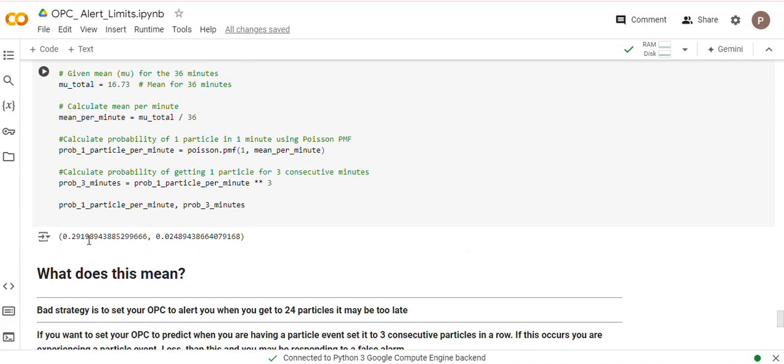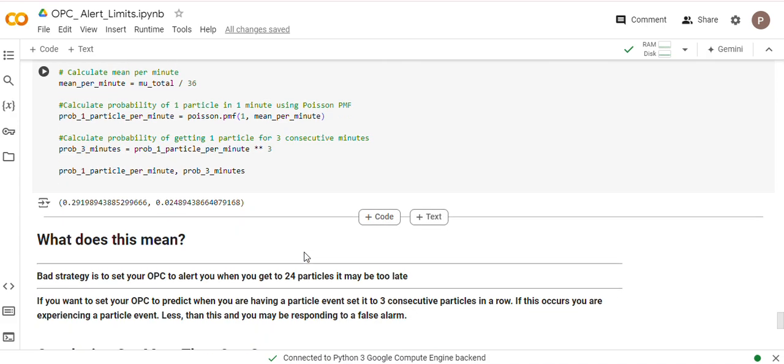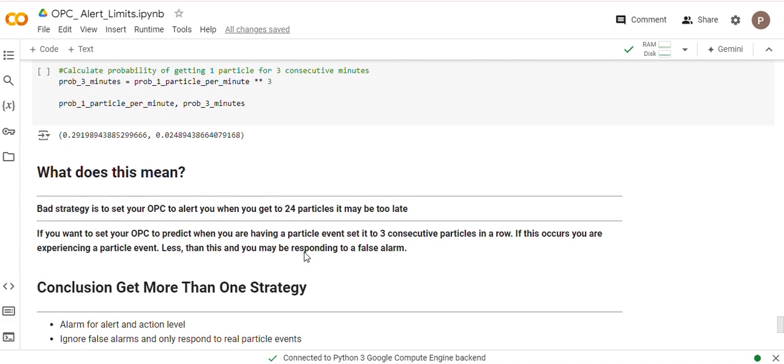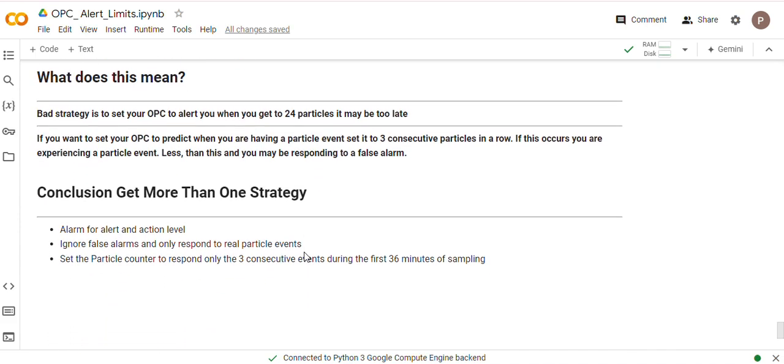So 29% for minute one, but by the time you get to minute three, it's 2.4%. That means it's a dramatic fall. It means the probability of you having three consecutive events in a row is incredibly small. It's only 2.4%. So what does all that mean? Well, a couple of things.